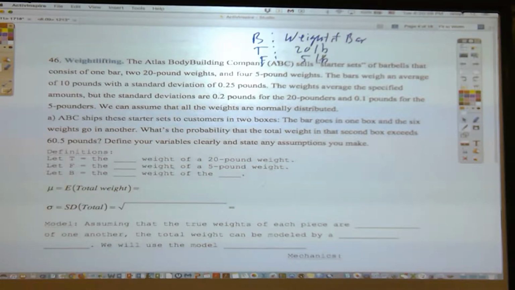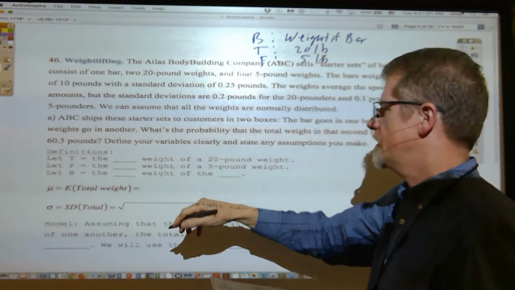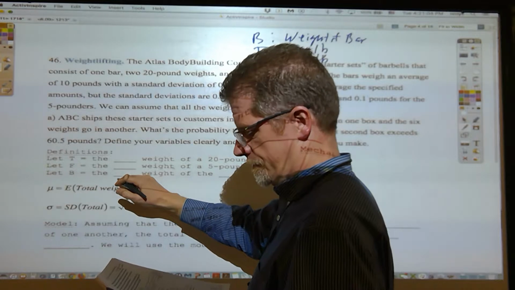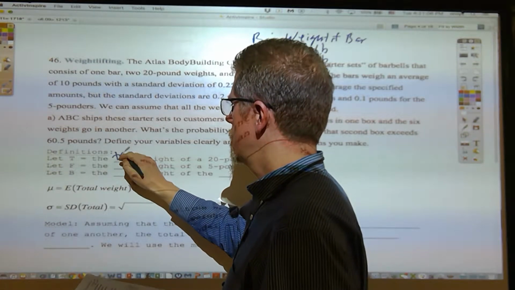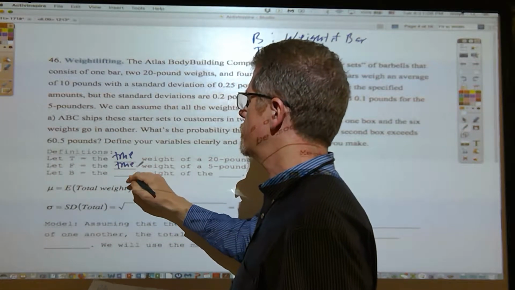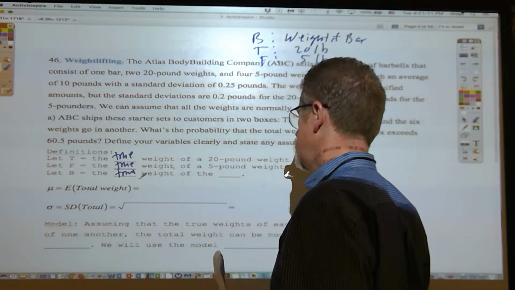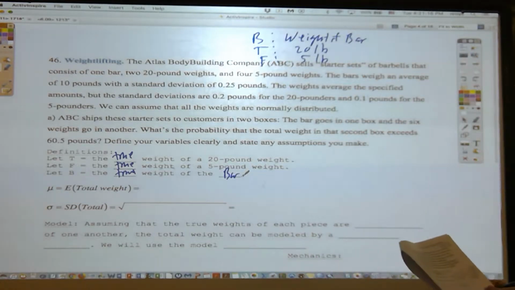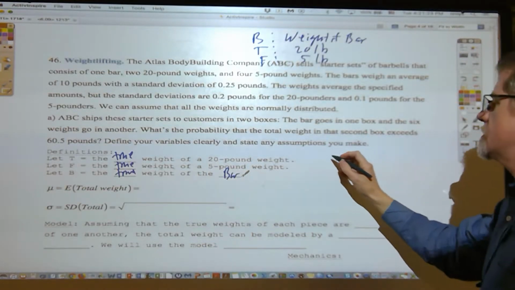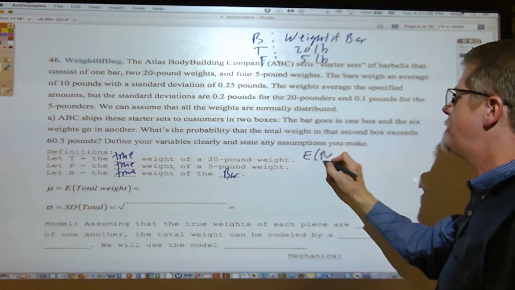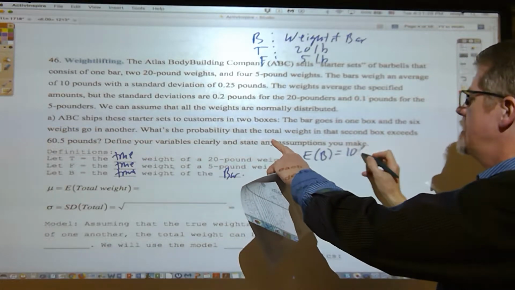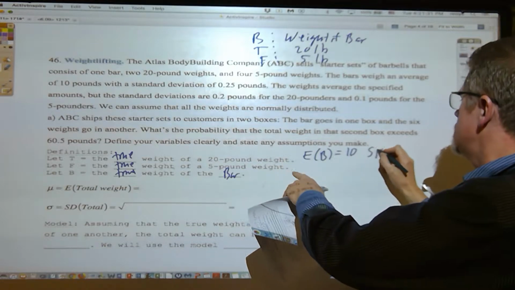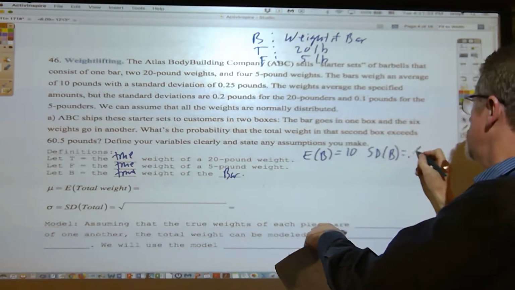Okay, so that means its standard deviation. And oh, look, it's all right here. So B, here we can put the word true. This is like the true weight. There's the average weight and the true weight. B is for the bar. And it'd be a good idea to write down the given information. Okay. The bars weigh, so let's write that E of B is 10. SD of B is 0.25.